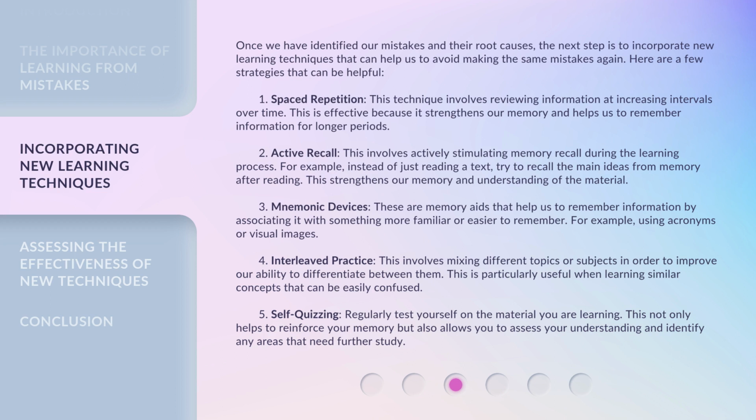2. Active recall. This involves actively stimulating memory recall during the learning process. For example, instead of just reading a text, try to recall the main ideas from memory after reading. This strengthens our memory and understanding of the material. 3. Mnemonic devices. These are memory aids that help us to remember information by associating it with something more familiar or easier to remember. For example, using acronyms or visual images.